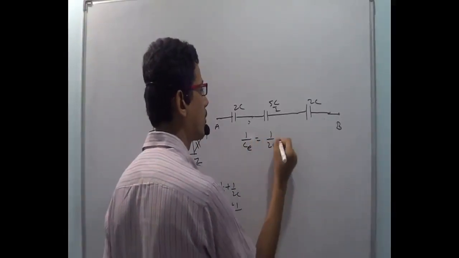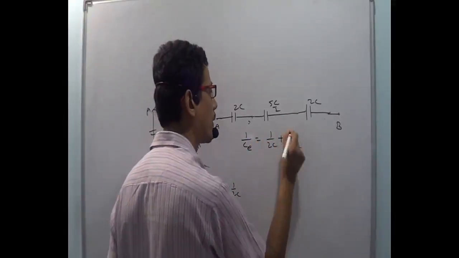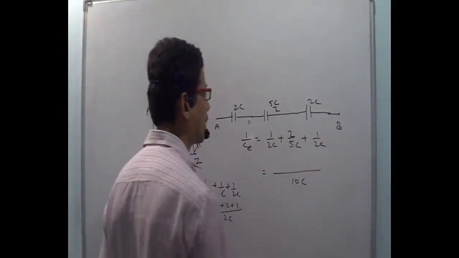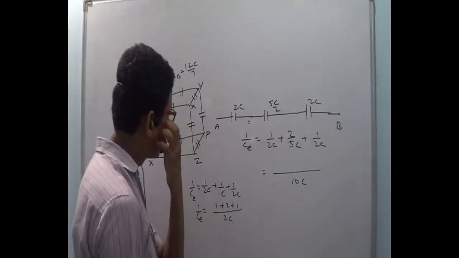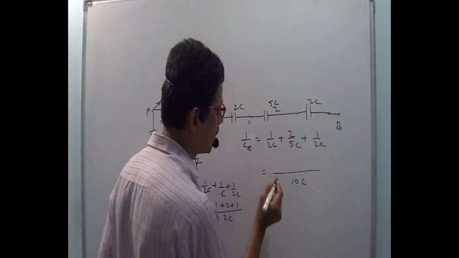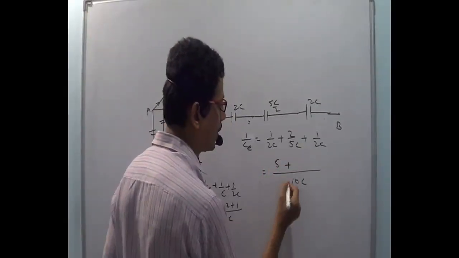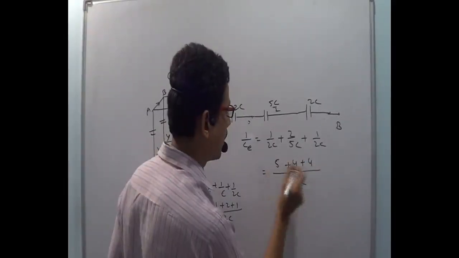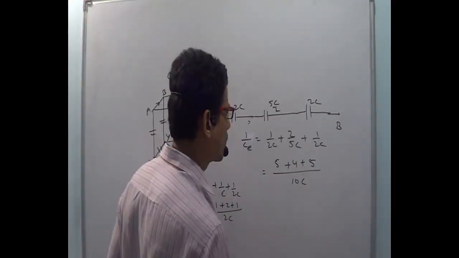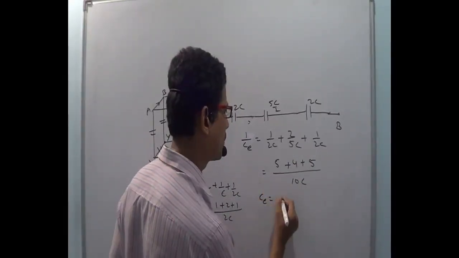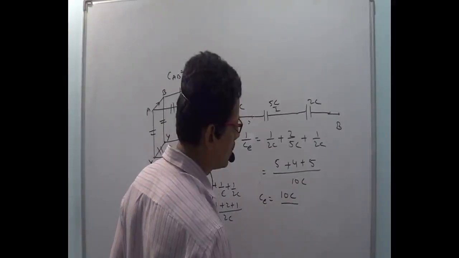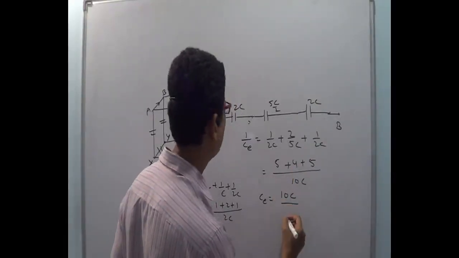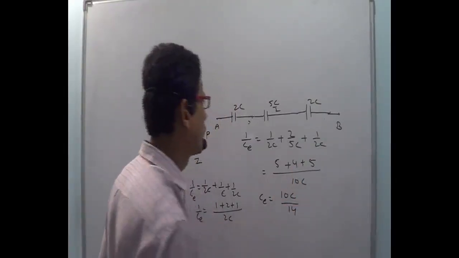All these three are again series. Series means 1/C effective is 1/2C plus 1/(5C/2), the 2 goes up, plus 1 by 2C. What is the LCM? 10C is the LCM. Okay, and here what do we get? 5C, 5, and here 4, and here again 4, 5 again 5. Okay, and C effective is nothing but 10C by 14. Somewhere we made a mistake.